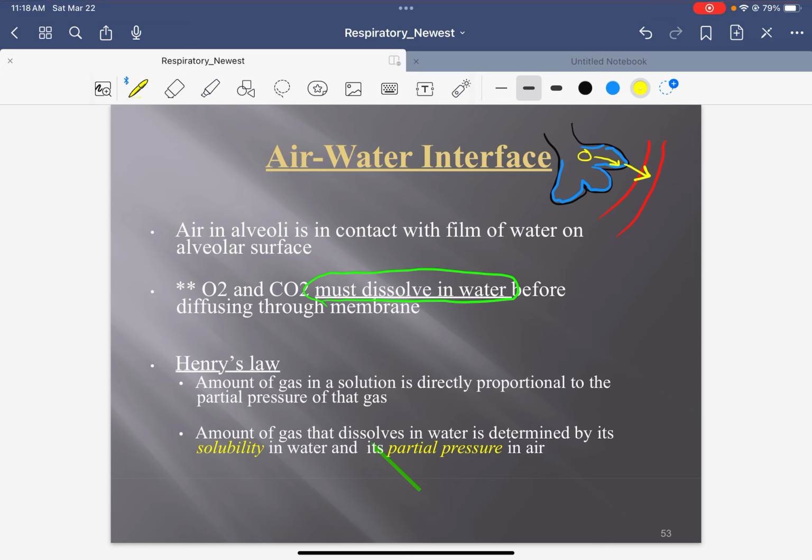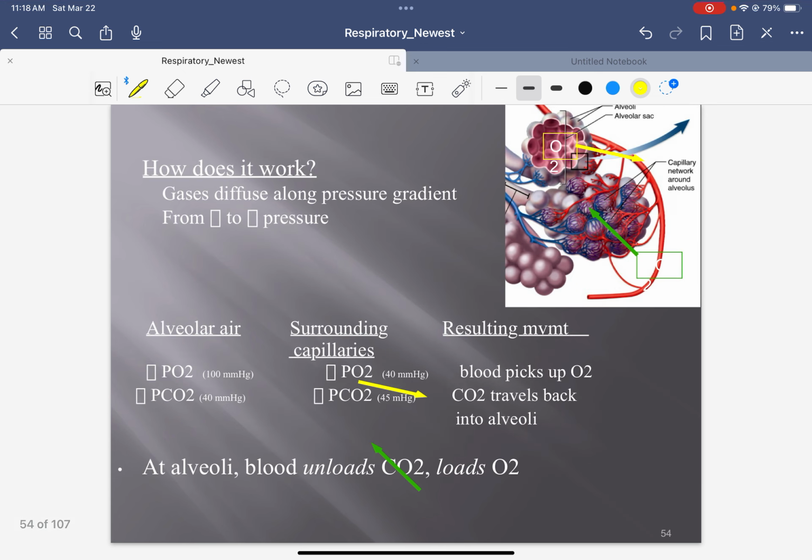So yes, in external or alveolar gas exchange, oxygen moves from the lungs into the blood. Now I'm just adding a step. In that process, oxygen must first dissolve in water before it diffuses. You don't need to know Henry's law that's related to this. Right now, all you need to know is this fact. Here in the lungs, the gases must dissolve in water before they diffuse. Simple, simple, simple. Okay.